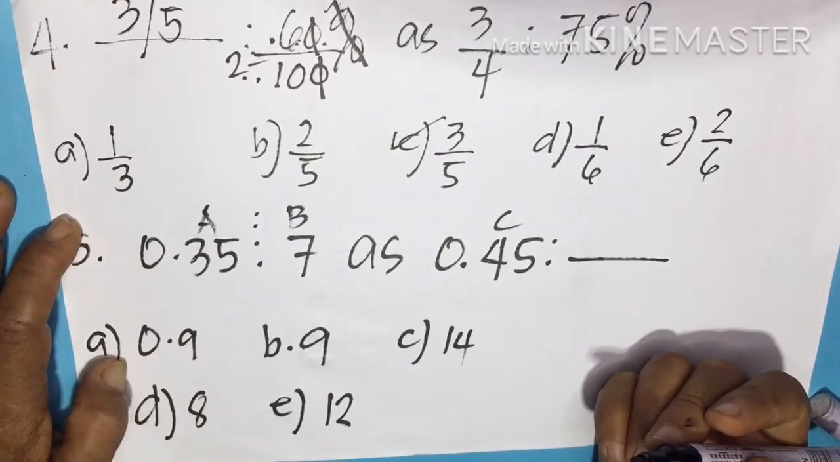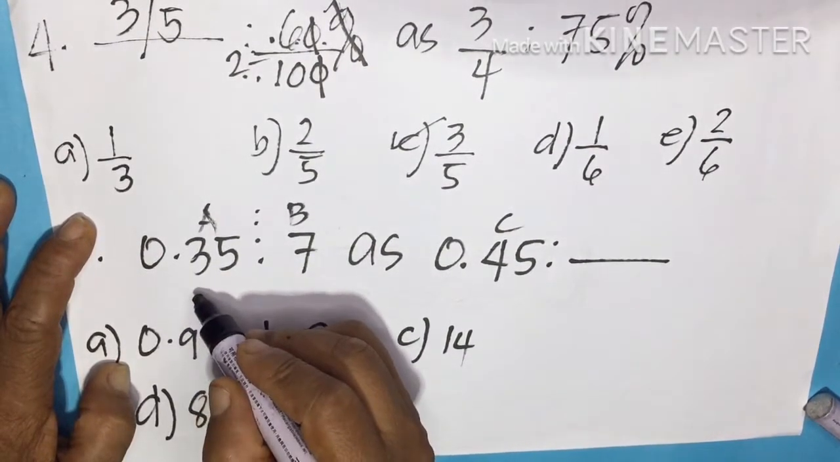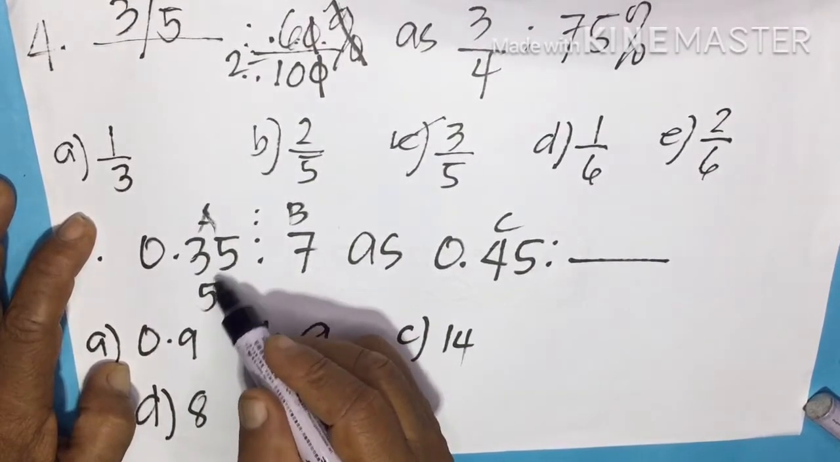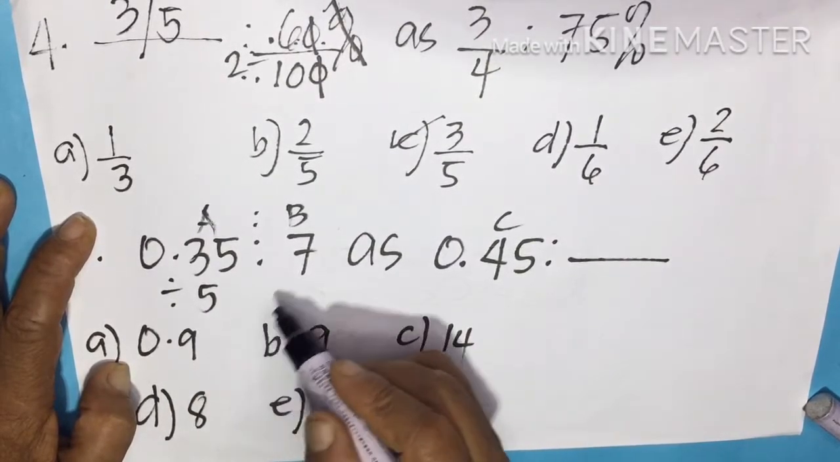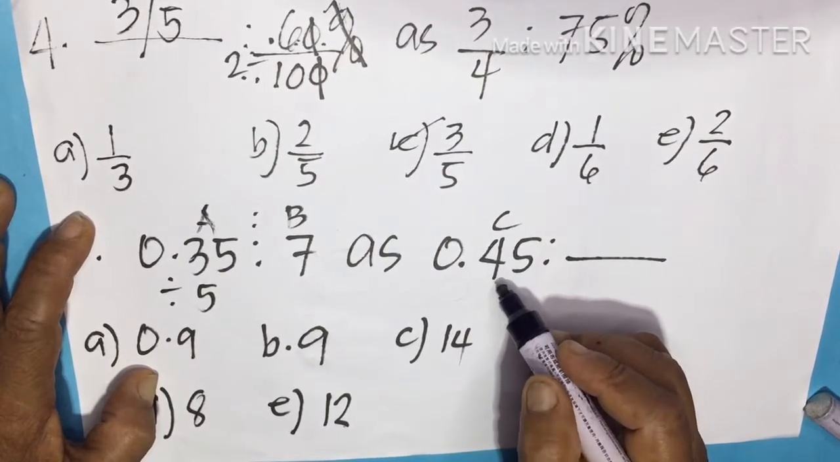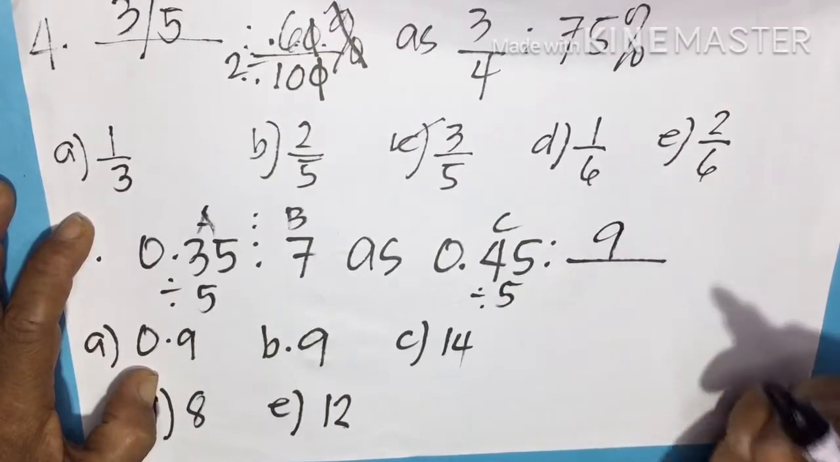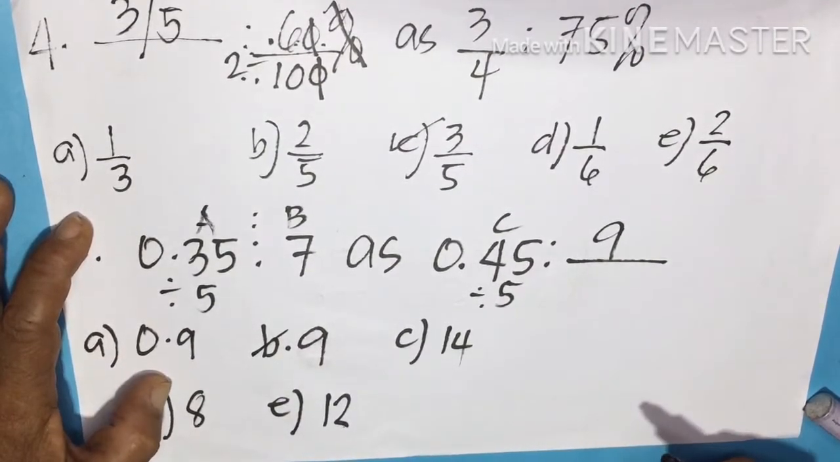We disregard the point, 35 divided by 7, that is 5. If we divide 35 by 5, that is 7. Therefore, 45 divided by 5 is 9. So the answer is letter B.